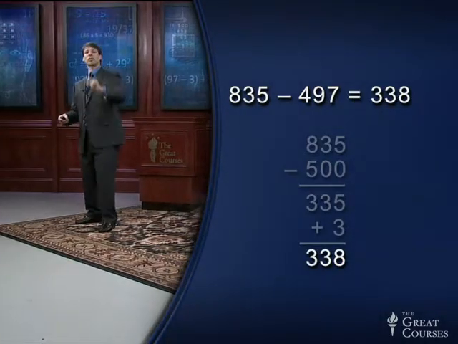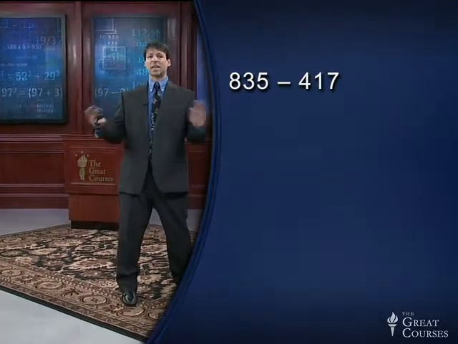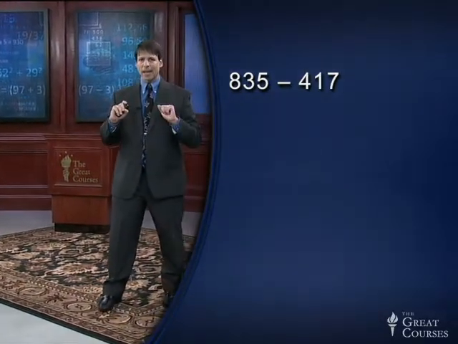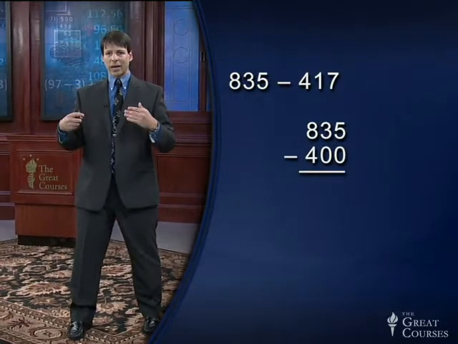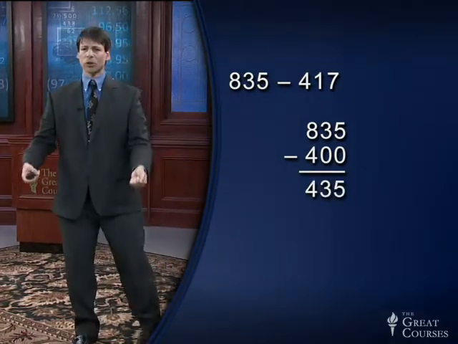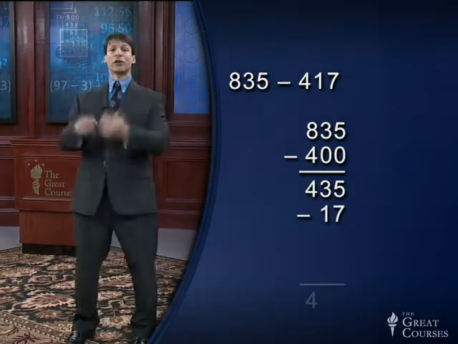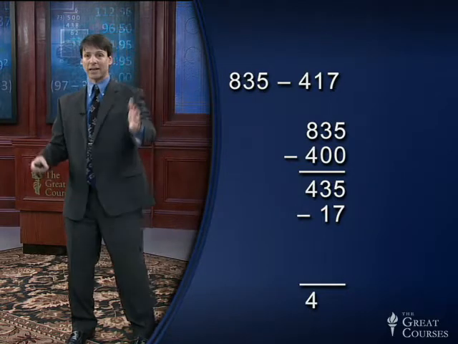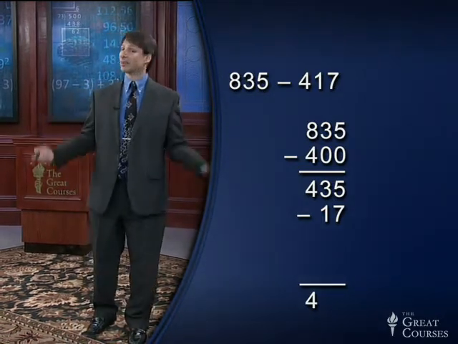Here, let's change the problem slightly to 835 minus 417. New problem here. 835 minus 417. First, we're going to subtract 400. Okay, so 835 minus 417 becomes 435 minus 17. You could even say the 400 at this point. Say it. 400. Okay, now we'll do 35 minus 17.